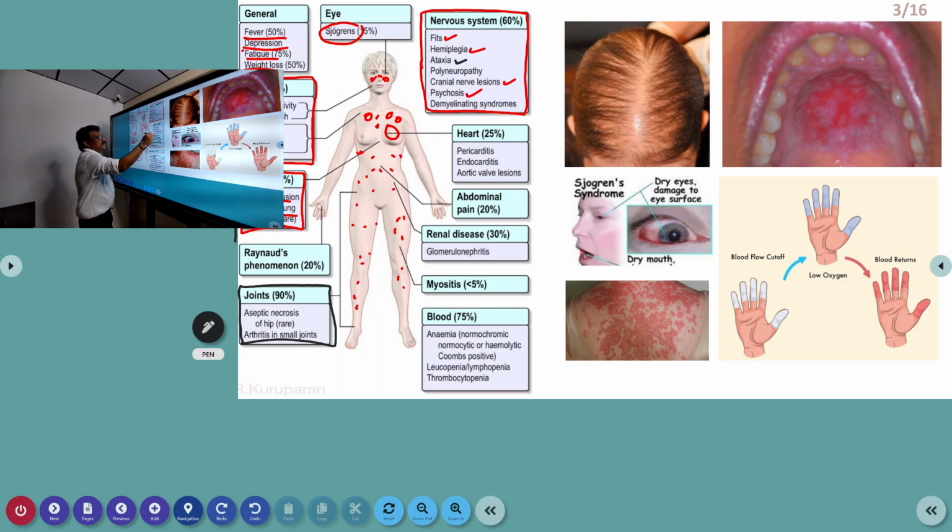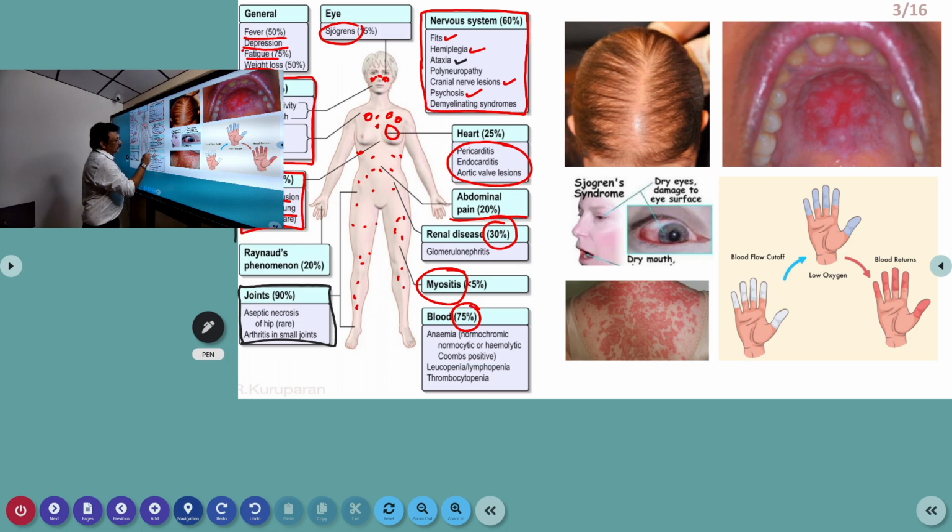Then the heart also can be involved. All layers of the heart can be involved. Myocarditis, pericarditis, endocarditis, all these things are possible. Then abdominal pain, peritonitis, vascular lesions in the abdomen can be there. Renal disorder is another important finding in many SLE patients, that is lupus kidney, which we will see afterwards. Many patients can have inflammatory myositis.